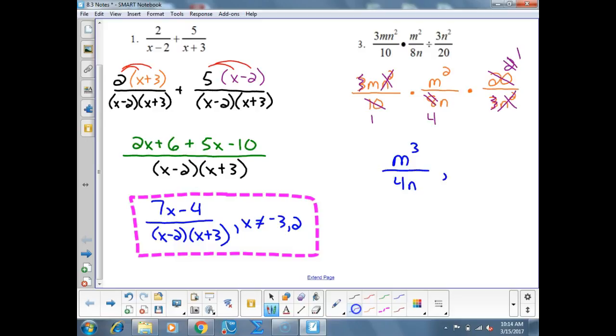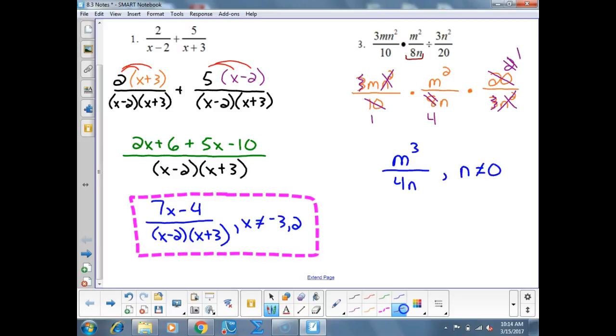Okay. Restrictions. There's no x in this problem, so we've got no restrictions on x. n cannot equal 0. And that one comes from this denominator right there, right?